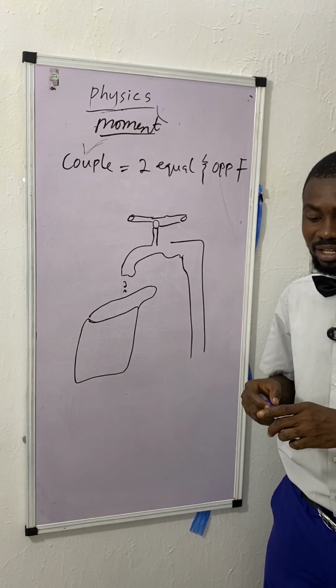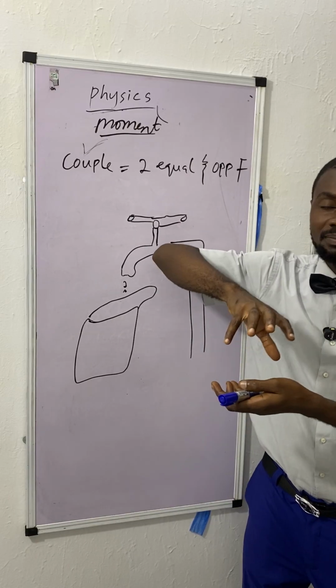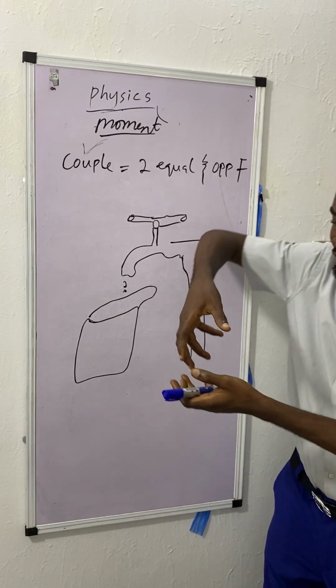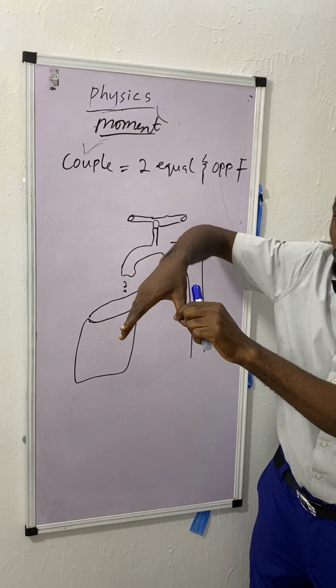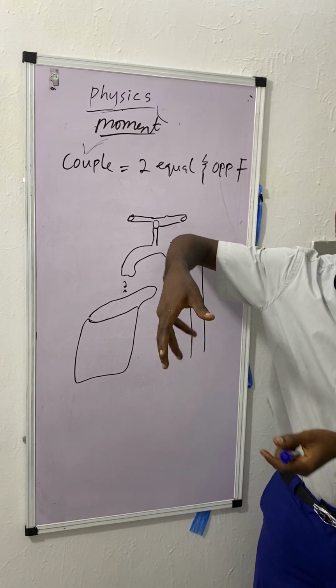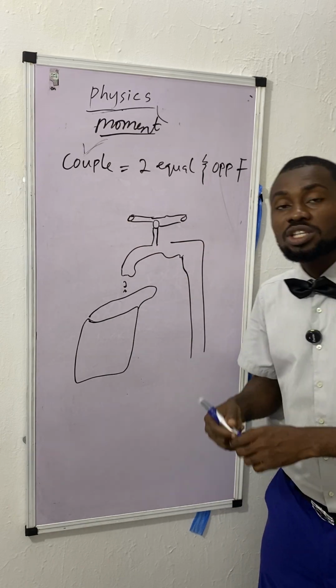Okay? Another one again. You try to open your food flask, the one you call cooler. You apply force on this side, and at the opposite direction, you also use your thumb to apply force on the other side. So that is known as equal and opposite force. Couple. Then what is torque?